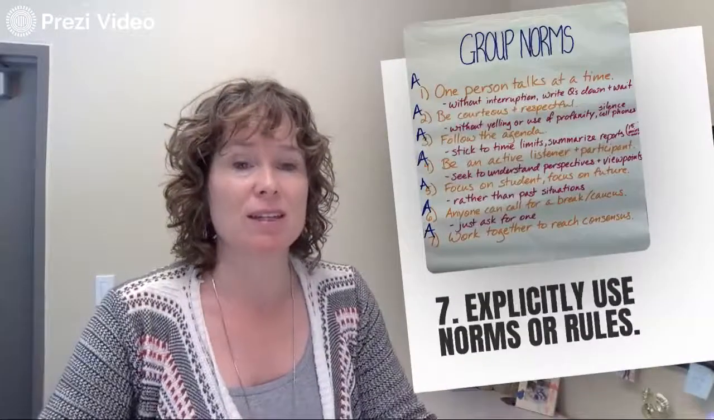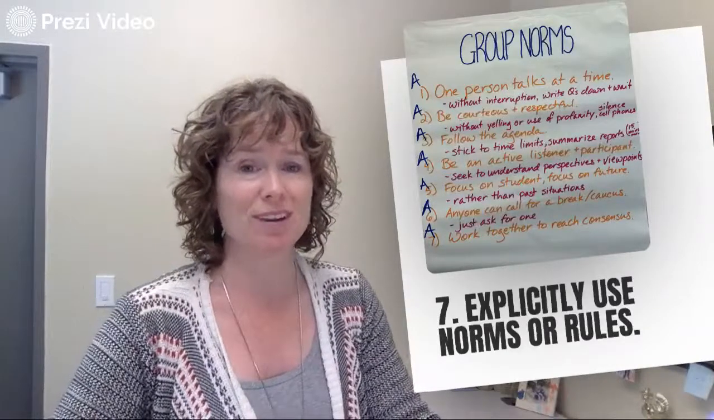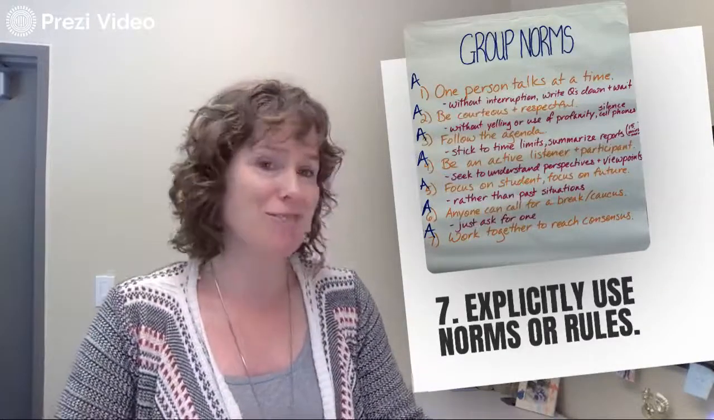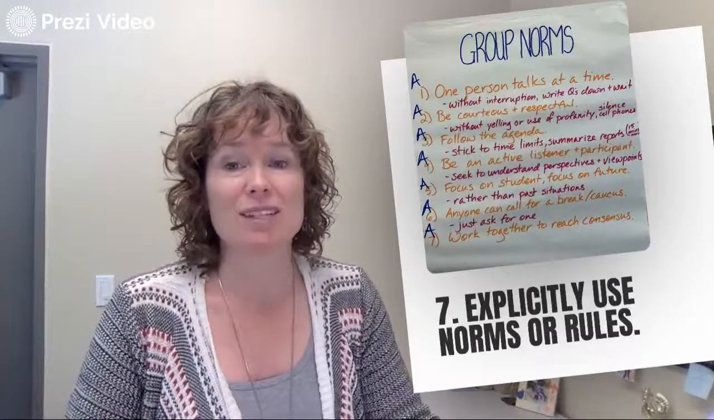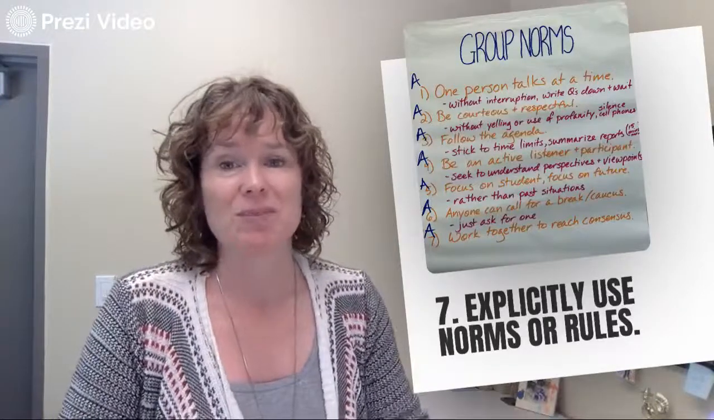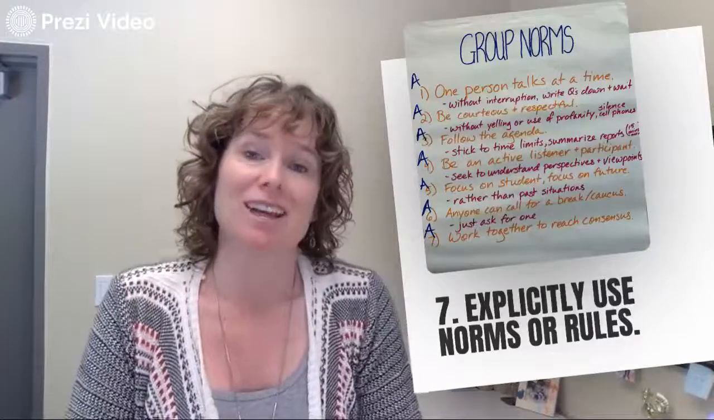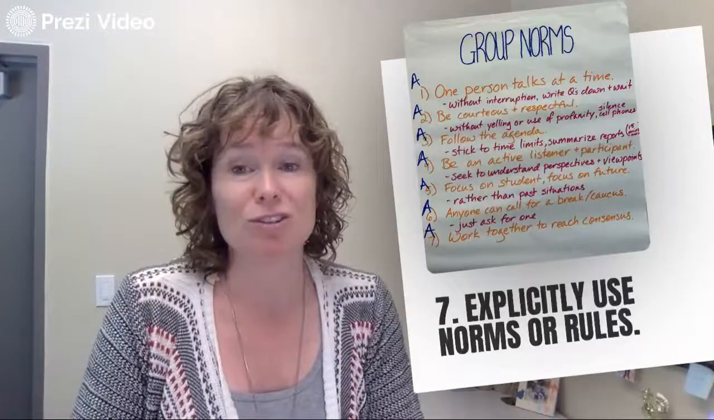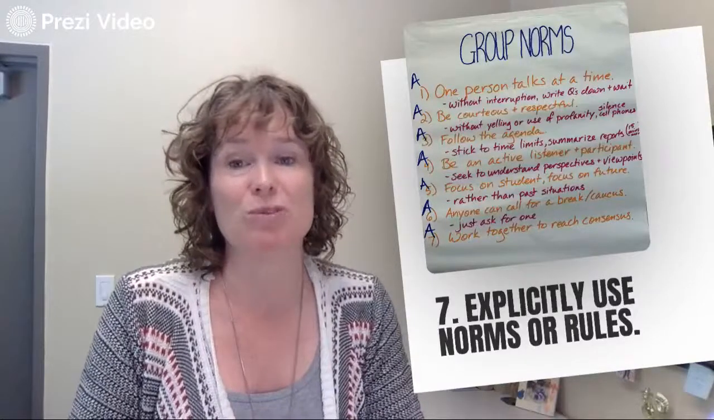Tip number 7, the explicit use of group norms or rules. Are these really necessary? Aren't we all adults here? Well, group norms or rules are established to protect the group from unproductive behaviors from any team member. This could be a parent, this could be a staff person. They serve as an agreement early in the meeting. The facilitator is empowered to enforce the ground rules.